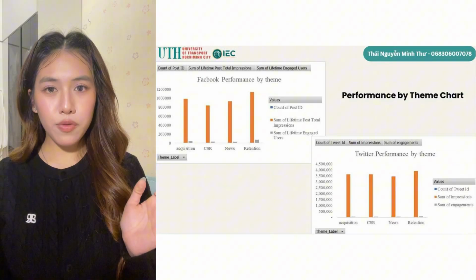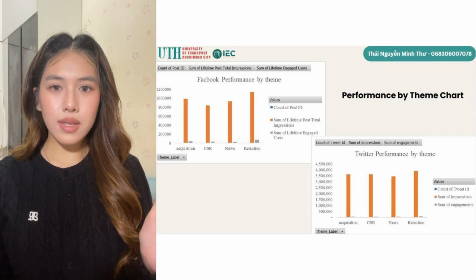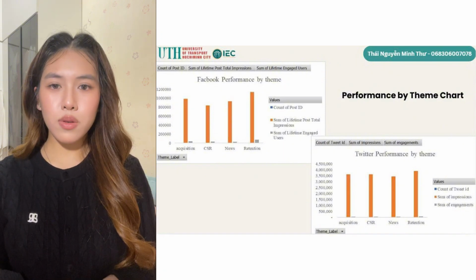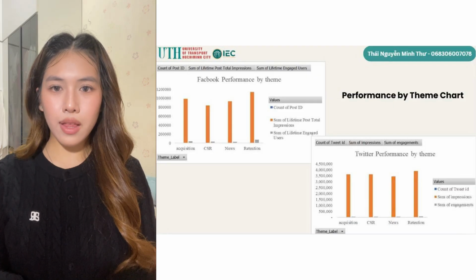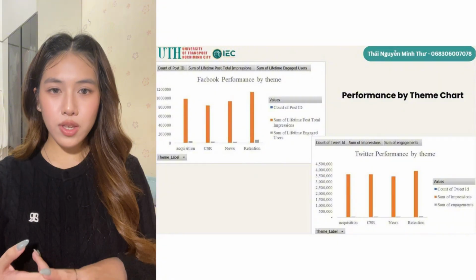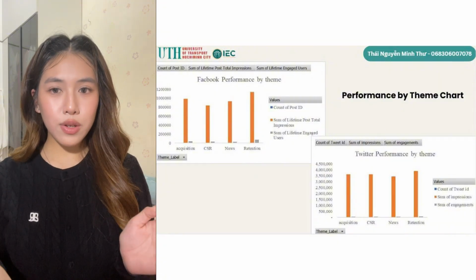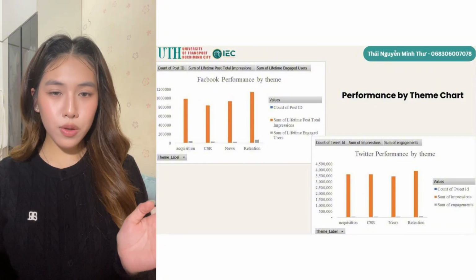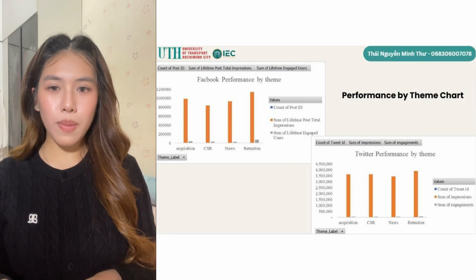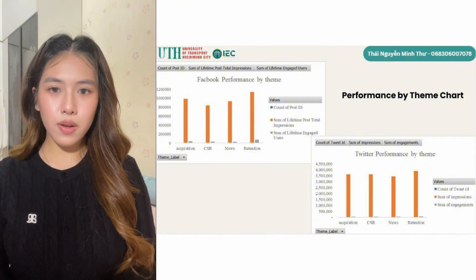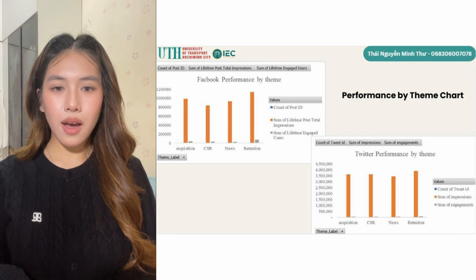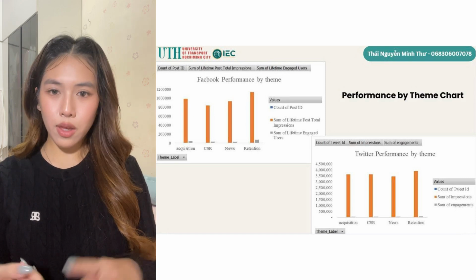However, retention performs well in both metrics. This suggests that retention content not only reaches many users but also keeps their attention and encourages them to interact. Compared with acquisition and news, retention creates a stronger relationship with users. It shows that existing customers respond better to content that focuses on building long-term relationships than to content that only promotes products or shares news.